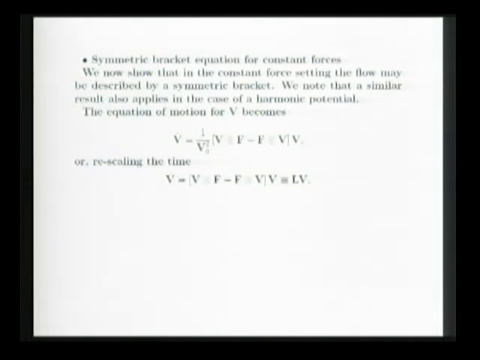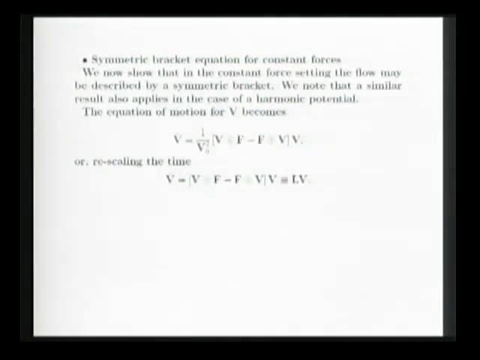But again, doing this kind of Fourier analysis, you can actually write it in a rather nice form, which is not the usual double bracket, but a kind of symmetric bracket. So if I take this constant force, the equation of motion you can write like this. It's V dot equals 1 over V naught squared, (V tensor F minus F tensor V) times V. That's that little rank 2 matrix coming in. Or if you rescale the time, you can write it like that. V dot equals this guy times LV.